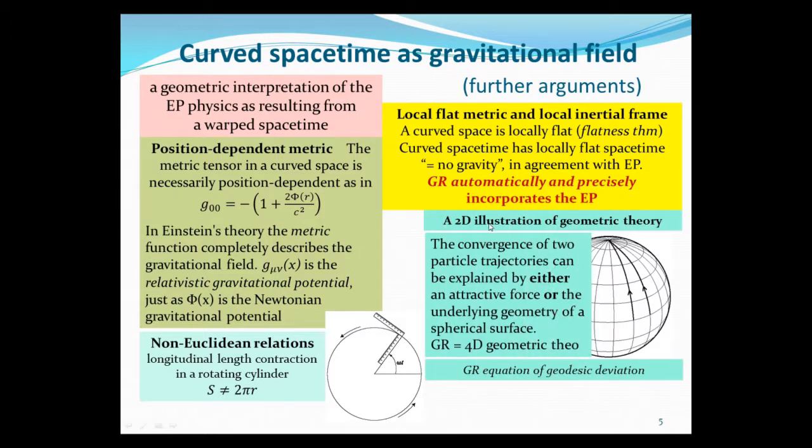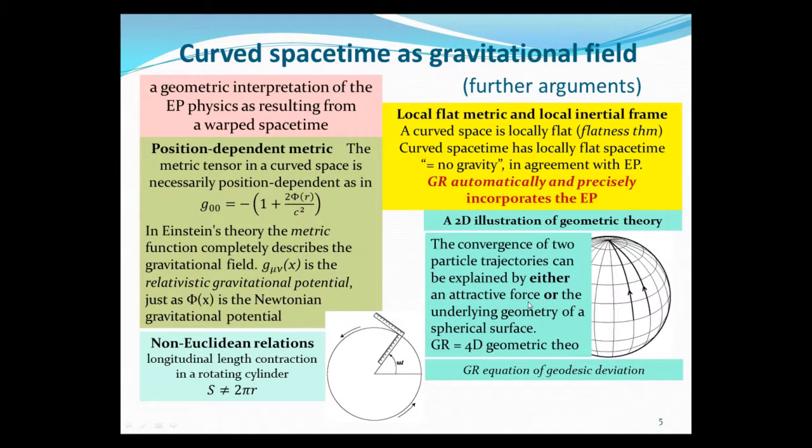Let me give you another illustration of the geometric theory. Consider two particles, both traveling north from the equator. The geodesics will follow great circles, and these two geodesics are getting closer and closer, so the particles get closer and closer. Now we can explain that either by saying there's an attractive force between these two particles, which is the reason why they get closer and closer as they travel along, or we can say that the underlying geometry is a curved spherical surface.